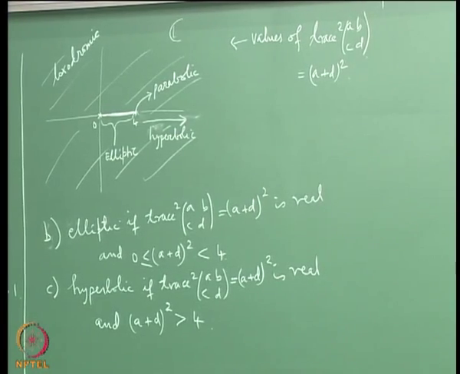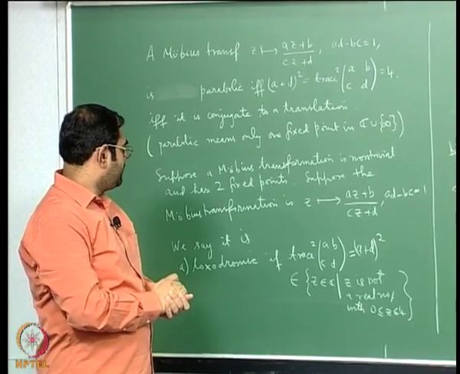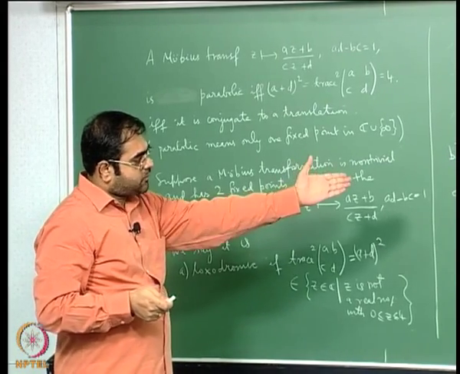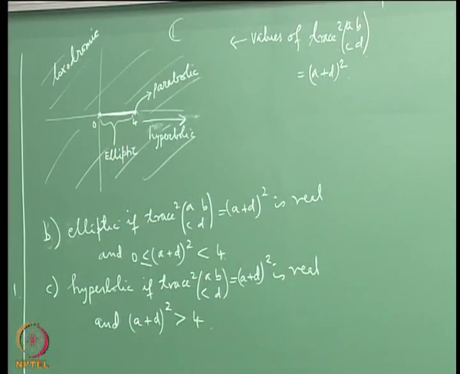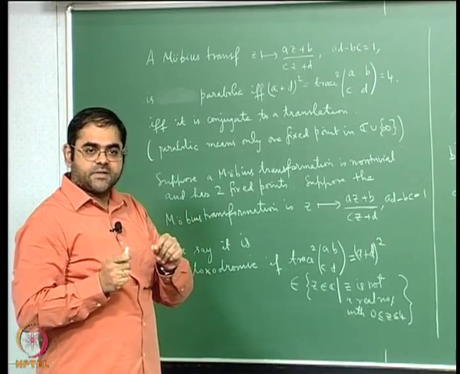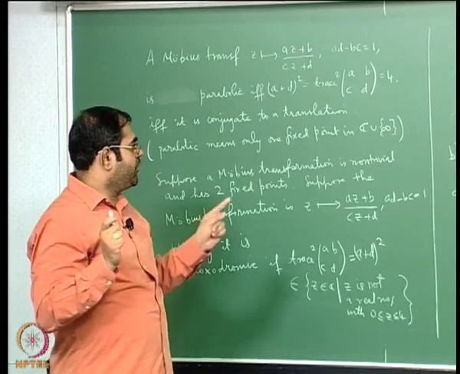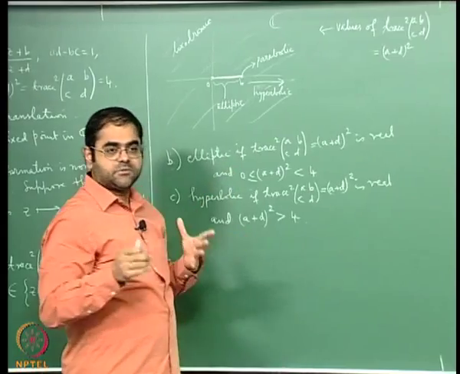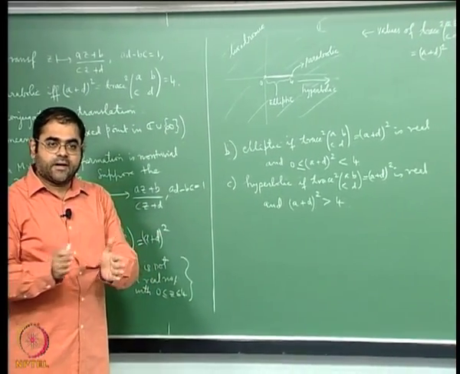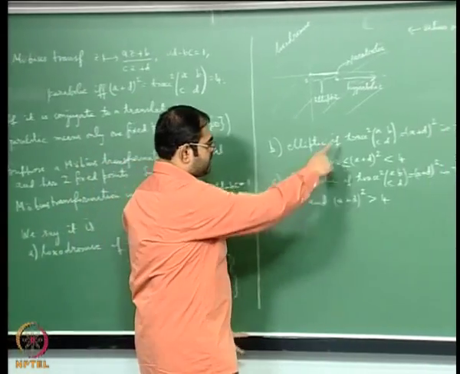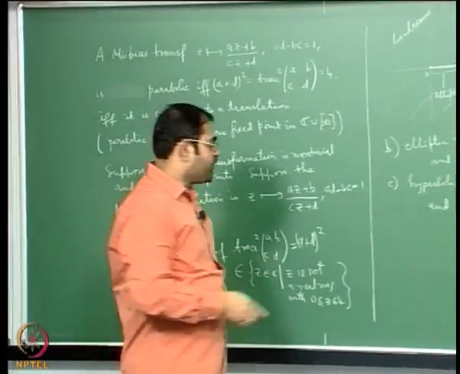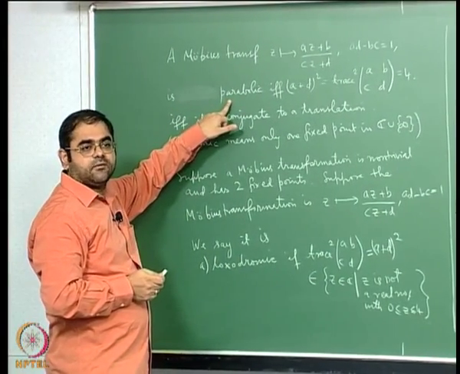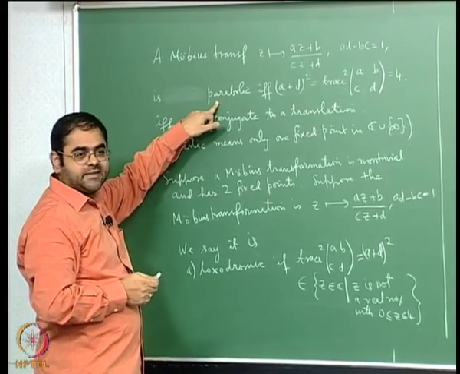So the point is that these definitions come from looking at this quantity, namely the trace squared of a matrix representative of your Moebius transformation in SL2. What you must understand is that this quantity, the trace squared, seems to do the job of classifying them. So let us study in detail what these cases are. I have already told you what parabolic transformations are. They are the ones which have only one fixed point and they are essentially translations.